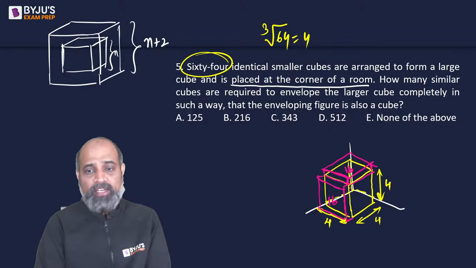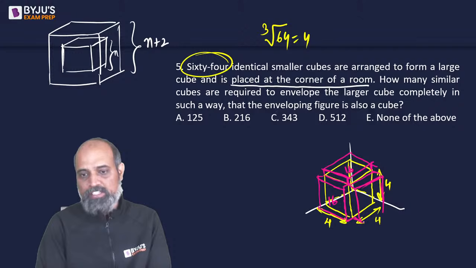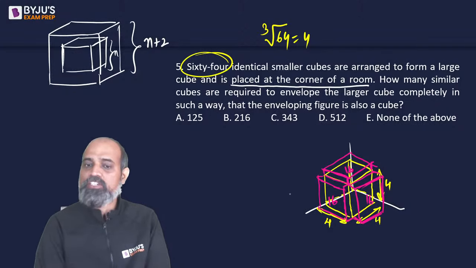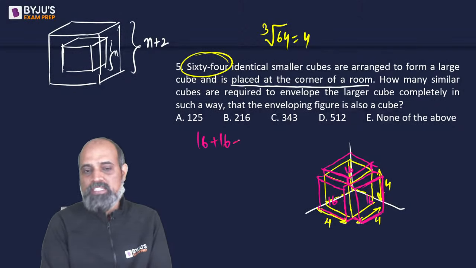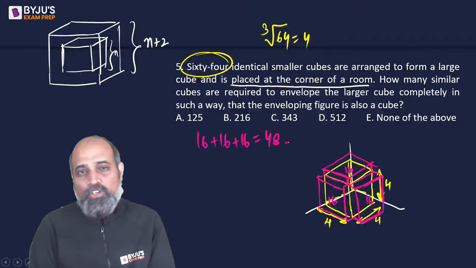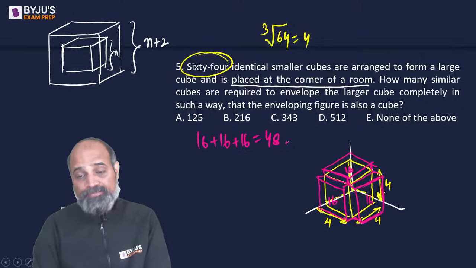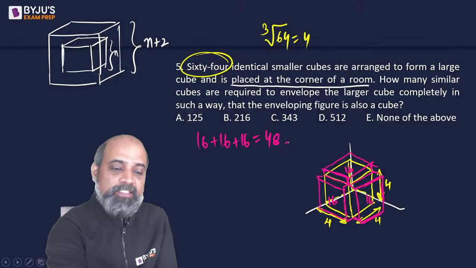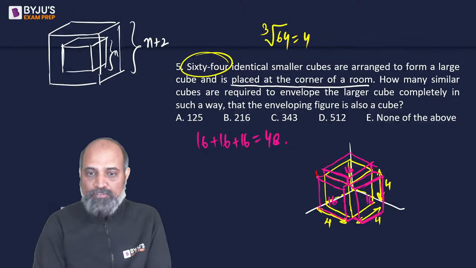Same goes with the slice that we need at the front. I'll require 16 here also. And on the right hand side I need 16 also. So 16 plus 16 plus 16, that is going to be 48 is the total number of cubes that I require right now. After this, I will have to cover up this particular edge.